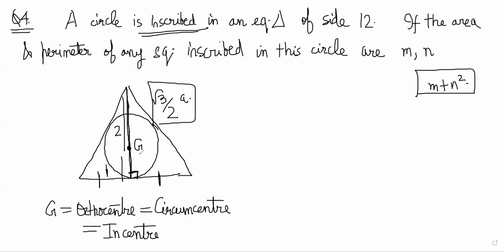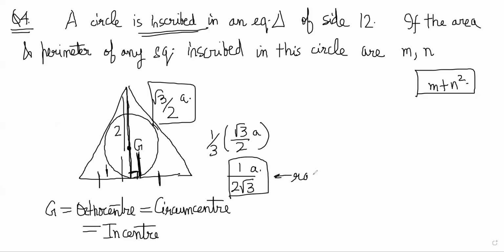So therefore, this part is 1/3 of root 3 by 2 into A. And that becomes the radius of my circle. So 1 by 2 root 3 A. That is the radius of my circle, the incircle, if A was the side of the equilateral triangle. Now we have an incircle here.